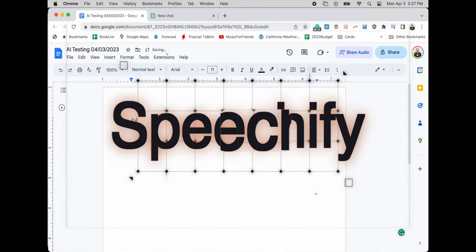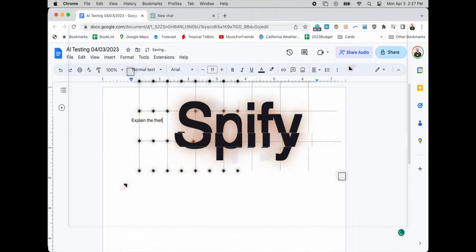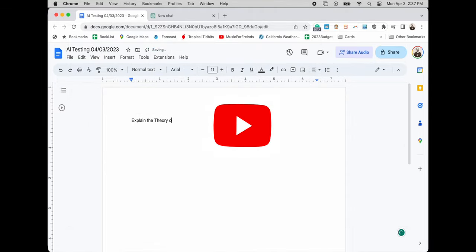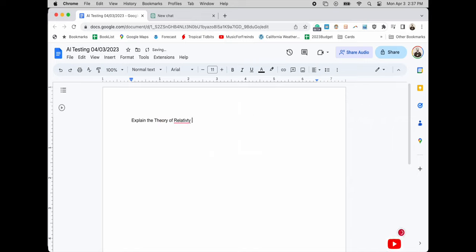Greetings. Today I'm going to talk about Speechify, which is a Chrome extension you can use in Google Docs, for example, to read aloud text.